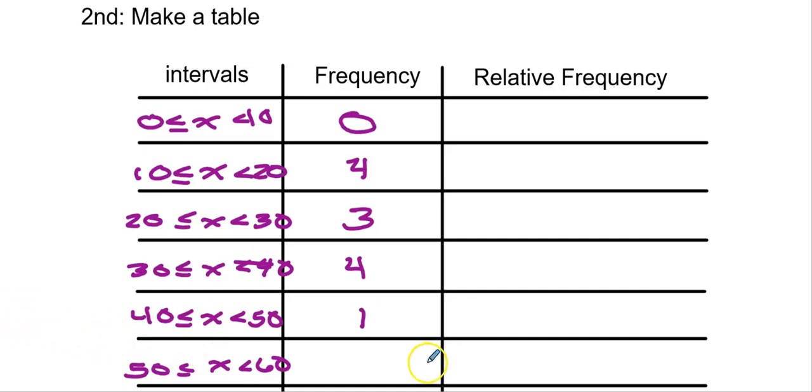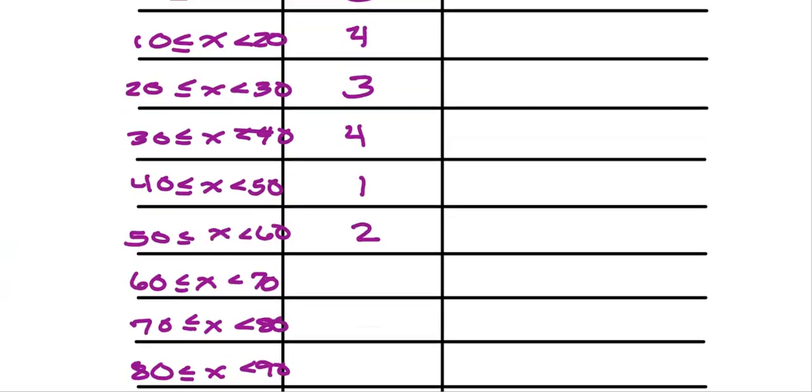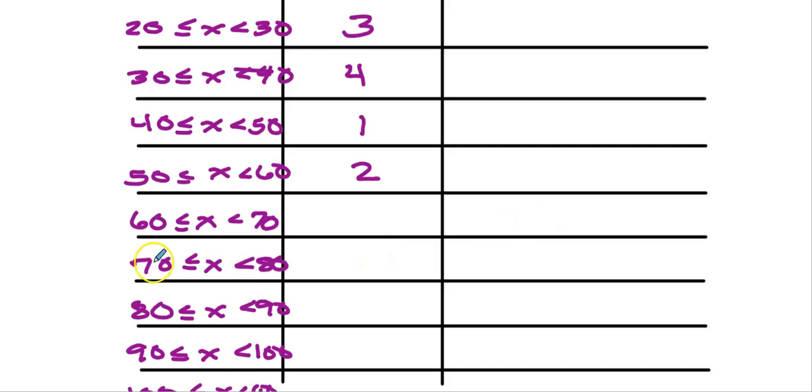50 to 60, there were 2 numbers. We have 55 and 56. So there's 2 numbers in that range. When it came to 60 to 70, remember there were no numbers in there, so that's 0. 70 to 80, that was 0. 80 to 90 is a 0. And then 90 to 100, there were no numbers in there either, so that's 0.